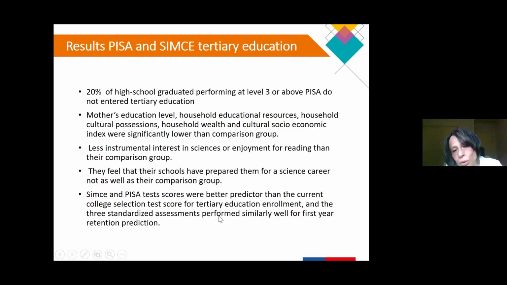So this study contributed to change a little bit the college selection test that is in place now. We are changing the idea of the test and putting it a little bit more like a PISA, and now we are using methodological tools in those college selection tests that were not used before.